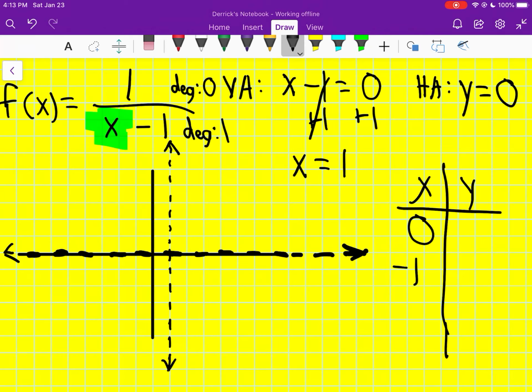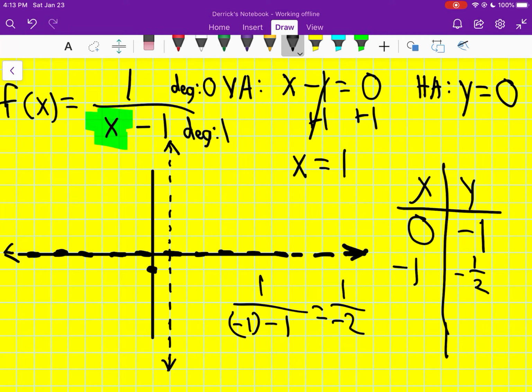So if we plug in 0, that means we would have 1 over 0 minus 1. Well, 0 minus 1 is -1, and 1 divided by -1 would give us -1. So apparently (0, -1) is a point right here. If we were to plug in -1, then we'd have 1 over -1 minus 1. -1 minus 1 is -2, so we'd be getting -1/2, meaning a dot roughly about there.